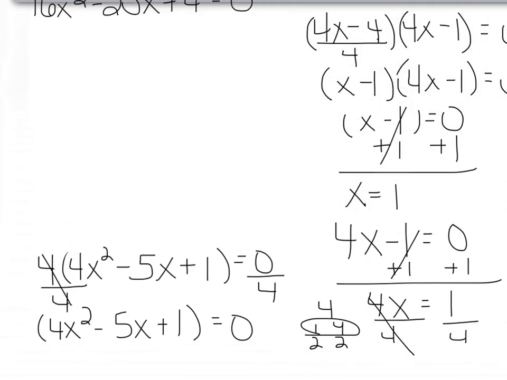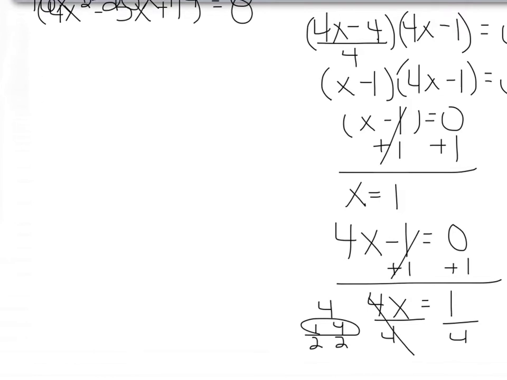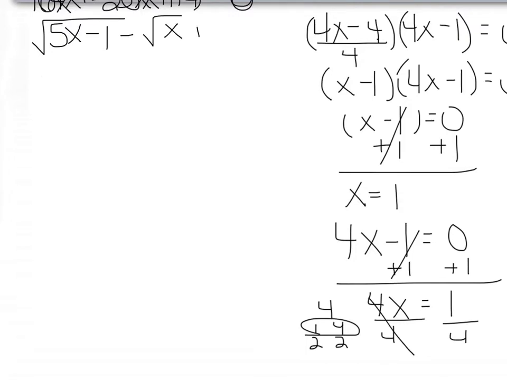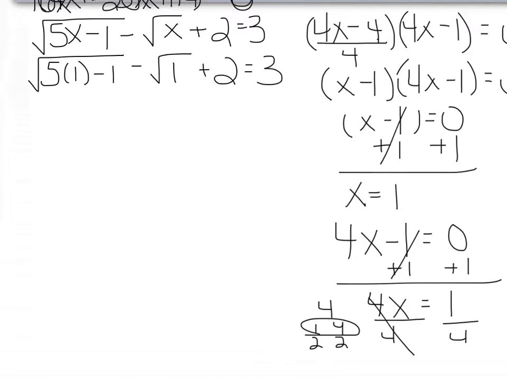Alright, I'm going to go ahead and move some of this stuff up out of our way so that we can just check our answers. Alright, so I have x equals 1 and x equals 1/4. So let's try x equals 1. The original equation was the square root of 5x minus 1 minus the square root of x plus 2 equals 3. So let's plug in 1. The square root of 5 times 1 minus 1 minus the square root of 1 plus 2 equals 3.